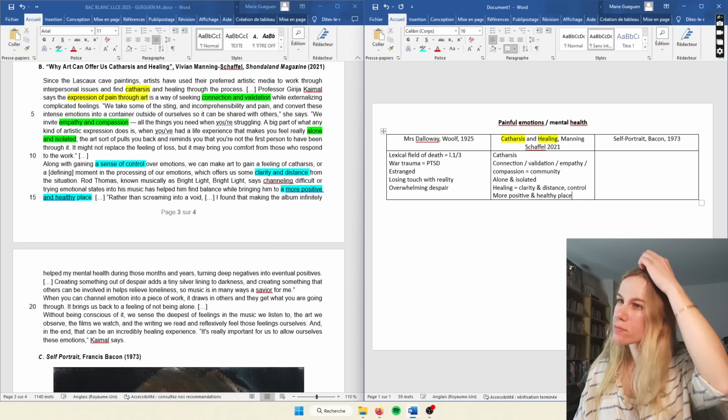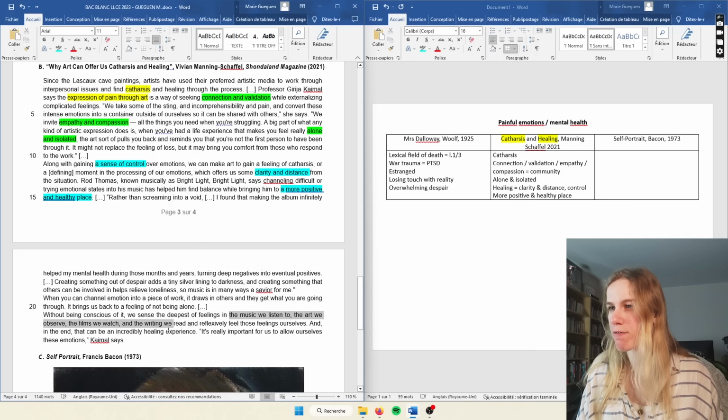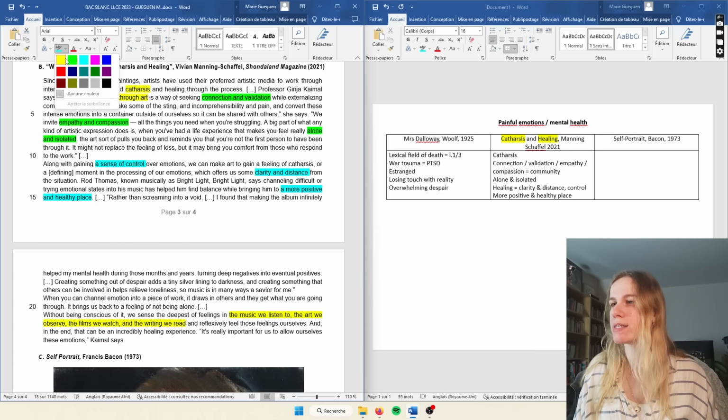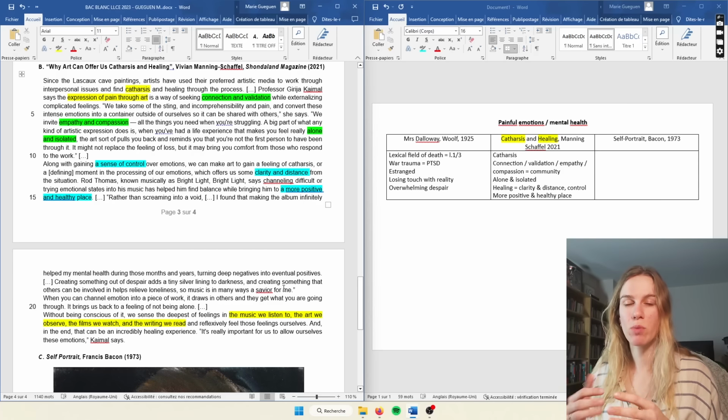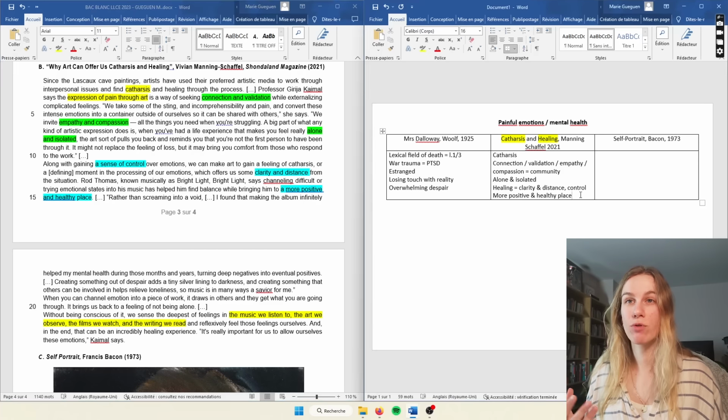Okay, so towards the end we do have a literary device. We have a repetition here. In the music we listen to, the art we observe, the films we have, and the writing we read. This is an ascending tricolon with repetition at the beginning, with the same structure being repeated. And we have different mediums.